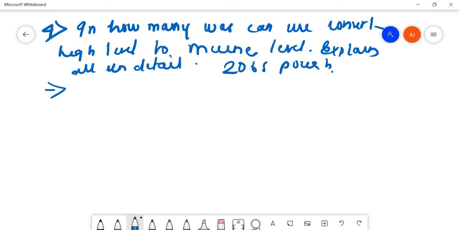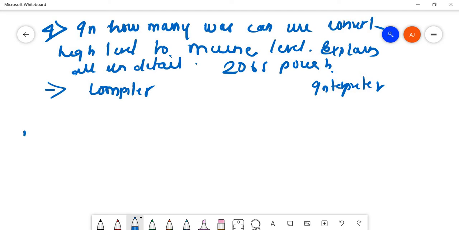I think you all know. In 2 ways: first, with the help of a compiler, and second, with the help of an interpreter. So in these two ways. It says explain in detail. The compiler, I think you know, so I'll just draw the diagram for this.